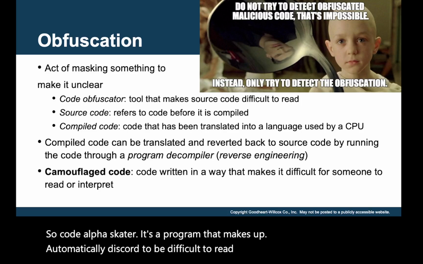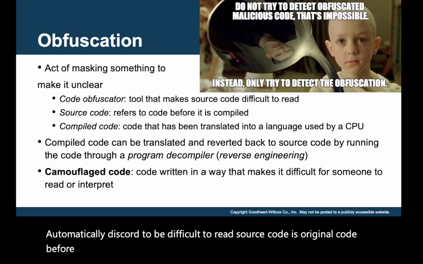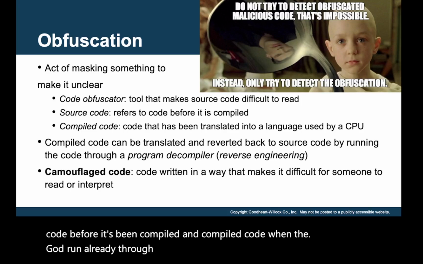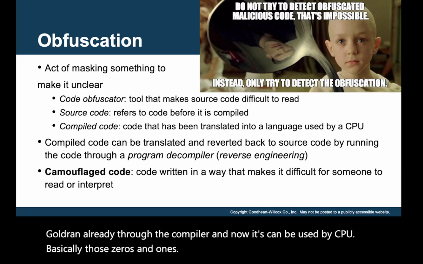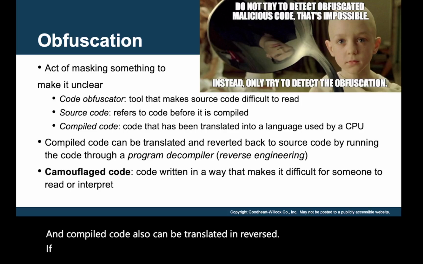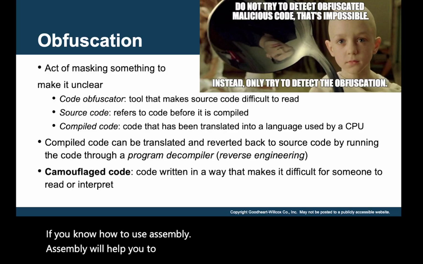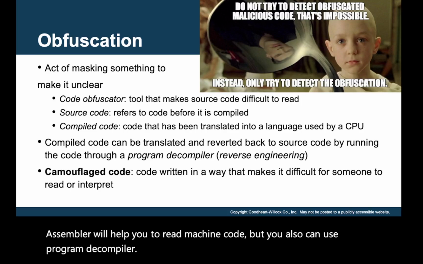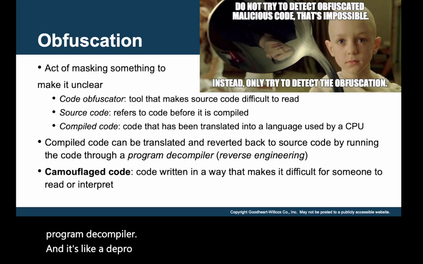Source code is the original code before it's been compiled, and compiled code is when the code has already run through the compiler and can now be used by the CPU. Basically, those zeros and ones. And compiled code also can be translated and reversed. If you know how to use assembly, assembly will help you read machine code, but you also can use a decompiler program like IDA Pro, for example, and you will be able to reverse engineer the code.